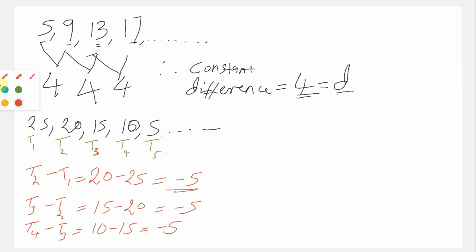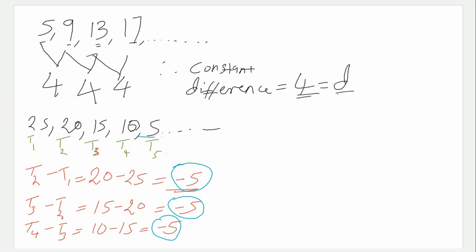So you can see that we are getting a constant difference, which is negative in this case. So it means our pattern is decreasing, hence we're going to get a constant difference of a negative number. Okay, so if you are to describe this pattern, what is happening here?